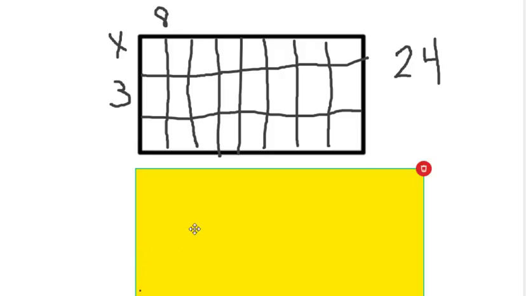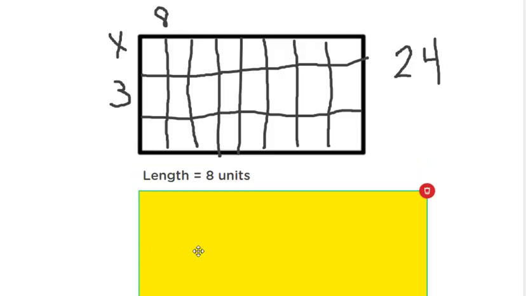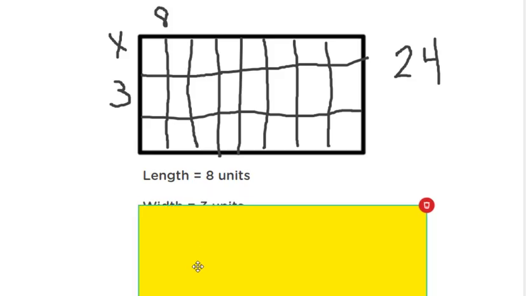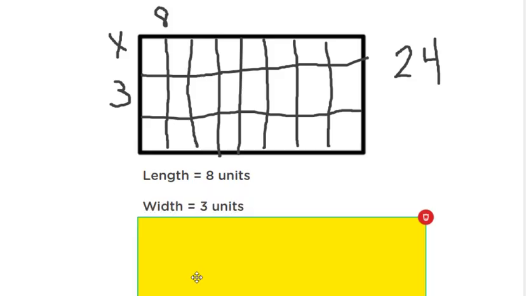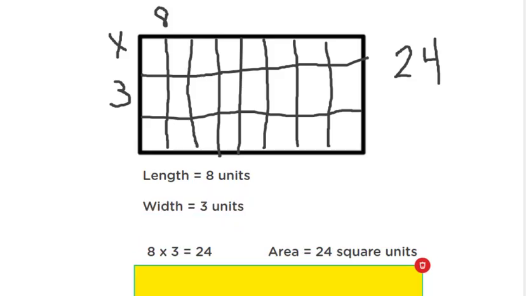is a true fact. One of the things you want to make sure you do, we have our length is 8 units. We have our width, 3 units. 8 times 3 equals 24. But we have to remember to put: the area equals 24 square units. You have to write that in. That tells the person reading this that I am figuring out the area.